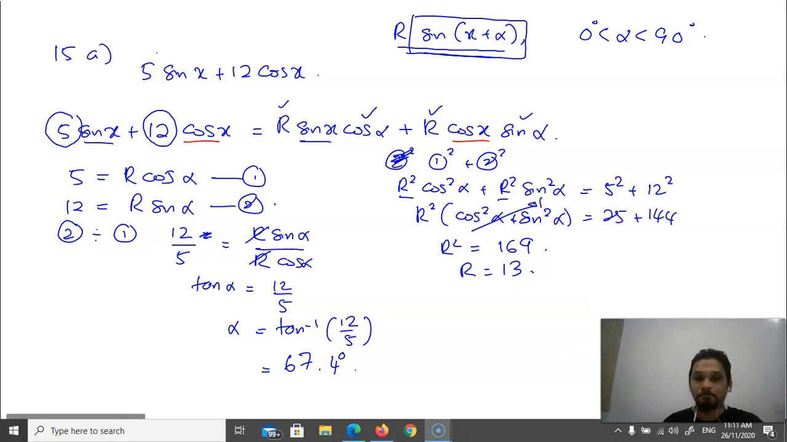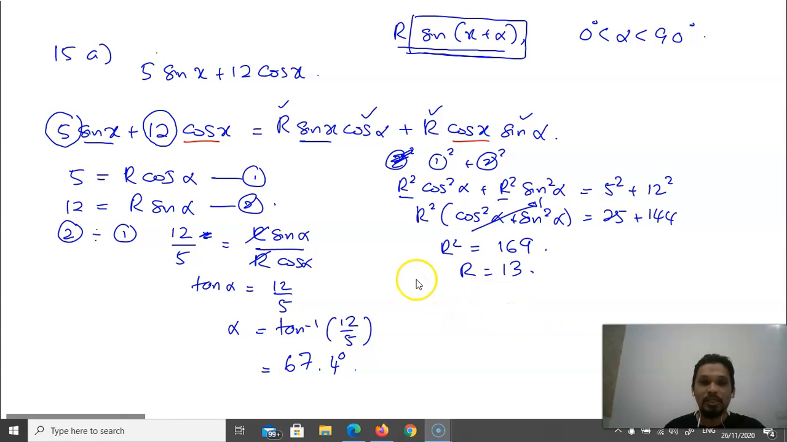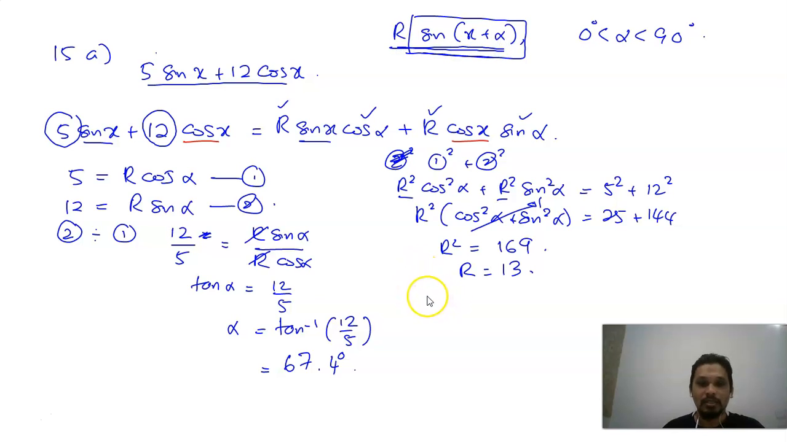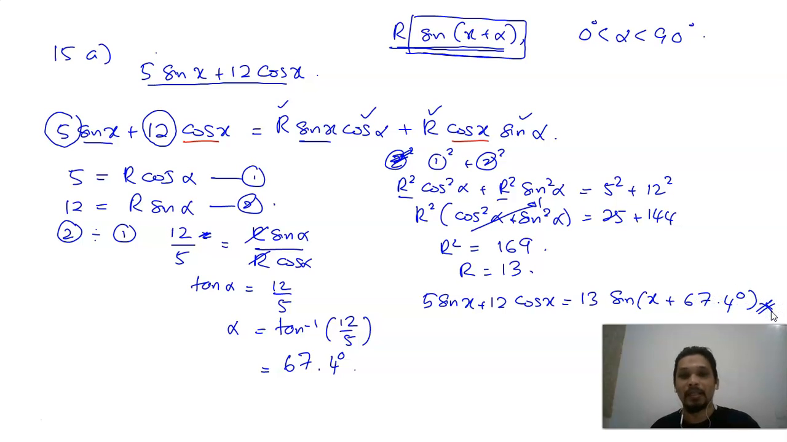Okay, now we'll complete the task here to express this in the form of r sine x plus alpha. So 5 sine x plus 12 cos x equals r, which is 13, sine x plus alpha, which is 67.4 degrees. Okay.